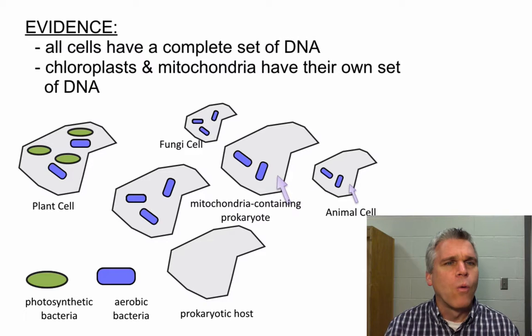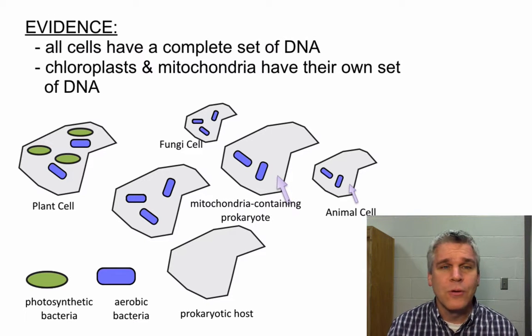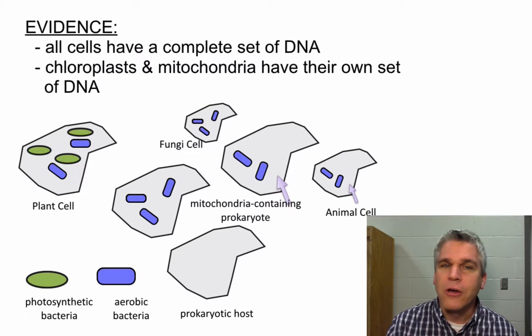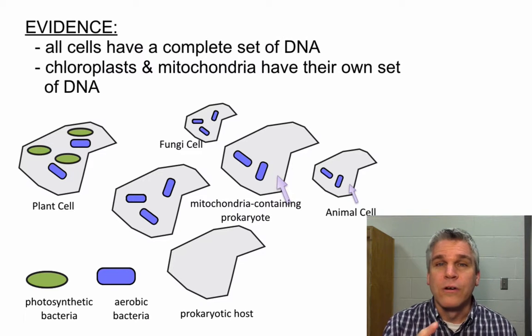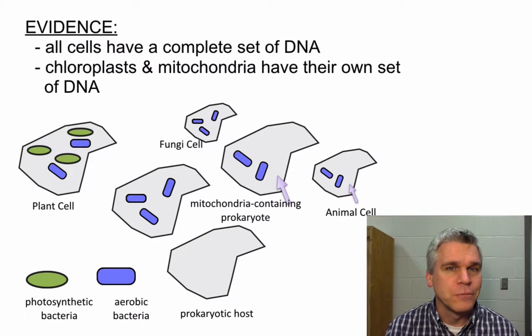The question is, why do chloroplasts and mitochondria have their own set of DNA? No other organelle does. The ER doesn't have it, right? The ribosomes don't have it, just the chloroplasts and the mitochondria. Maybe it's because they were their own individual organisms at some point 2.5 billion years ago.